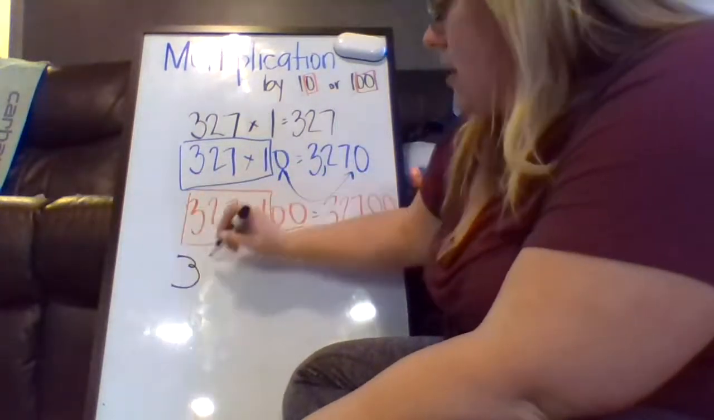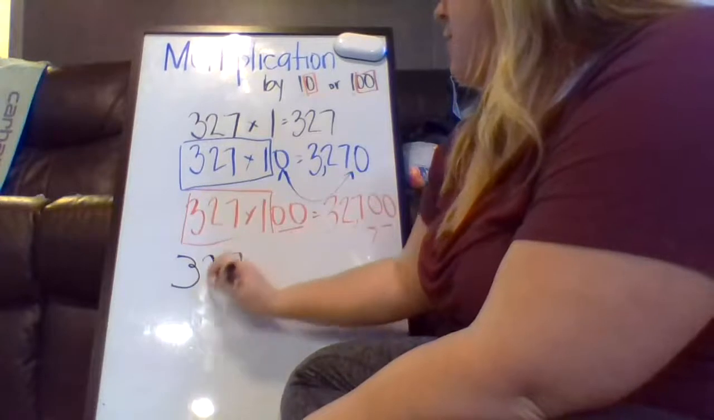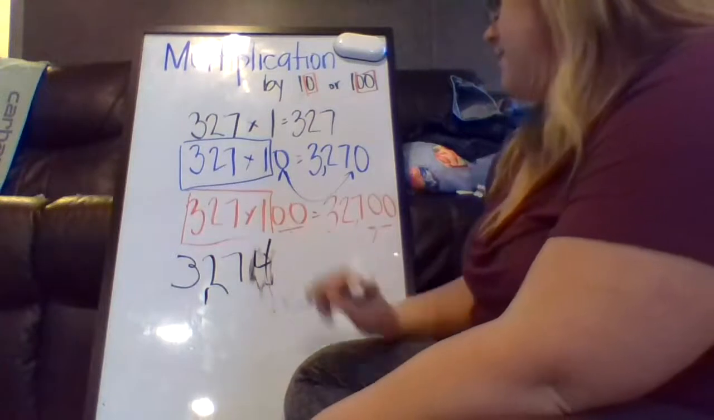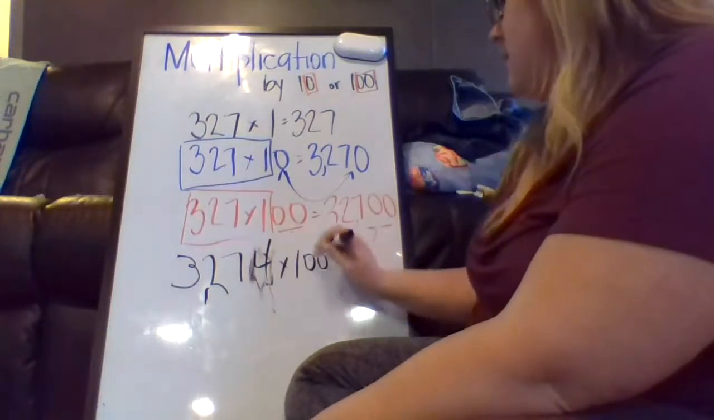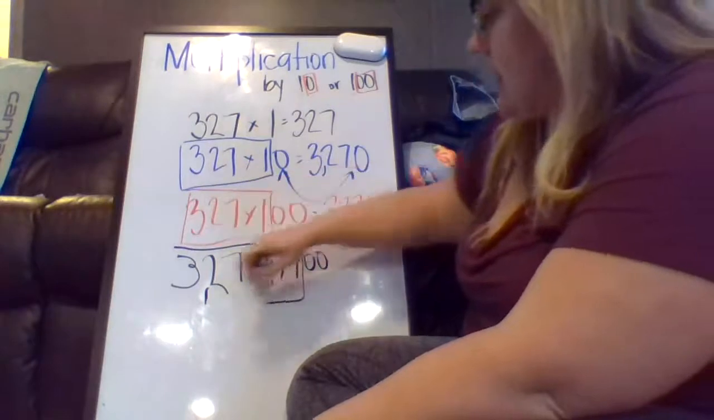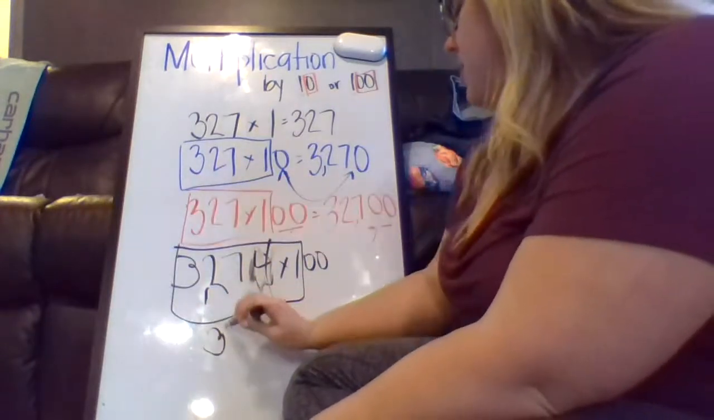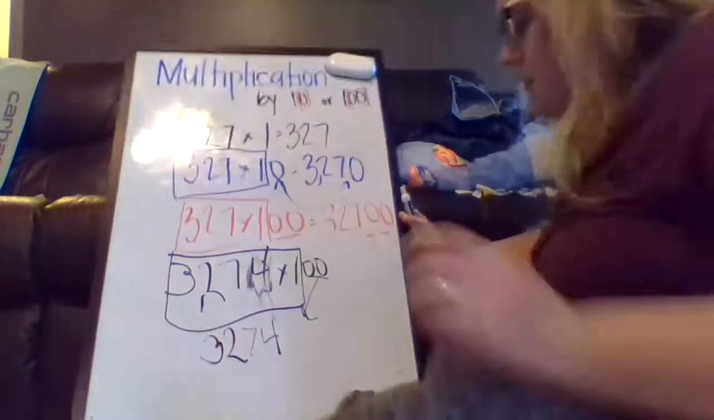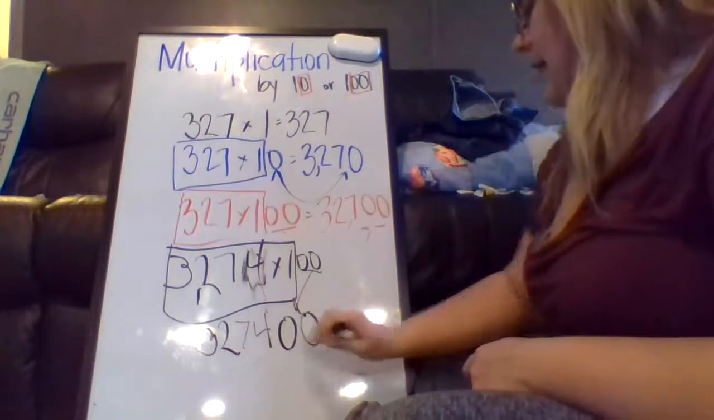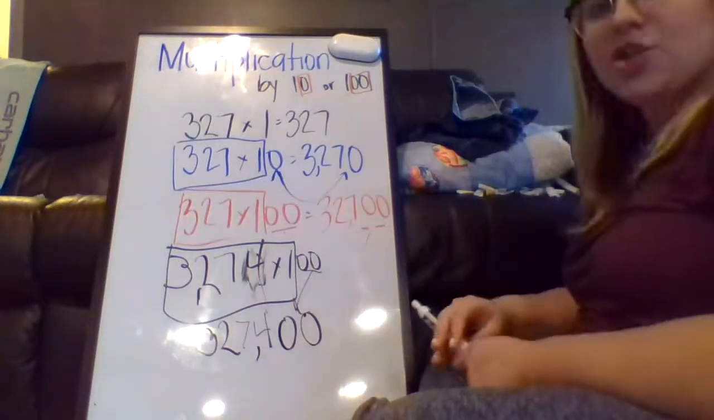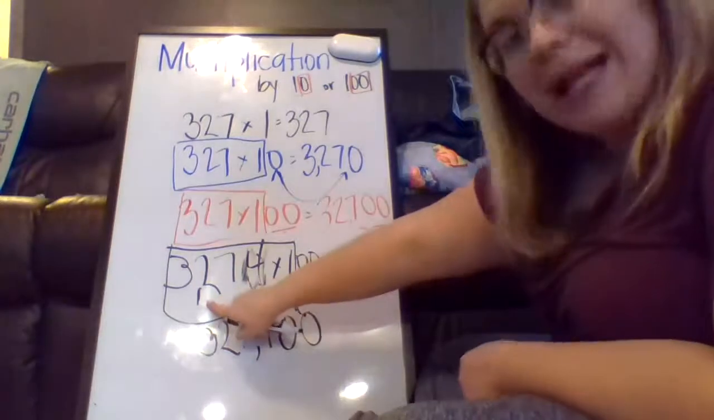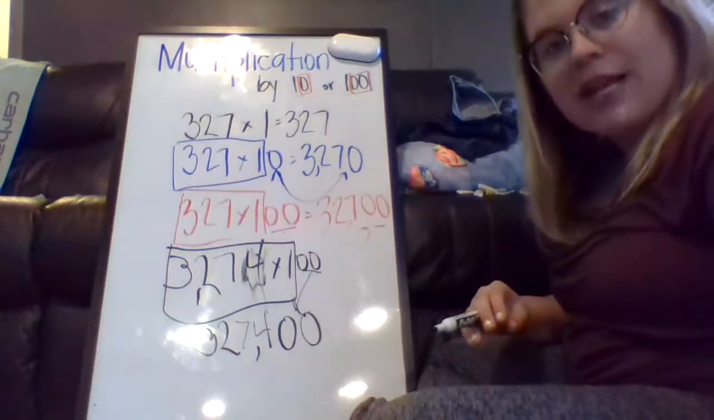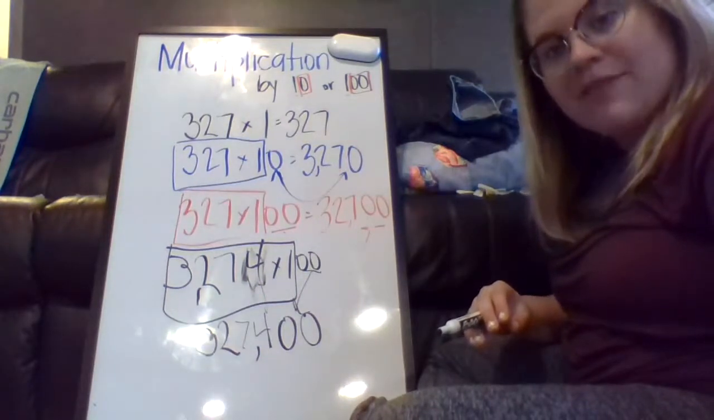What if we did 3,274 times 100? I know 3,274 times 1 is 3,274. I need to move 2 zeros. Count back 1, 2, 3. That gives me 327,400. So your commas might move. But other than that, you just count your zeros, figure out how many there are, and add them to the end of the number.